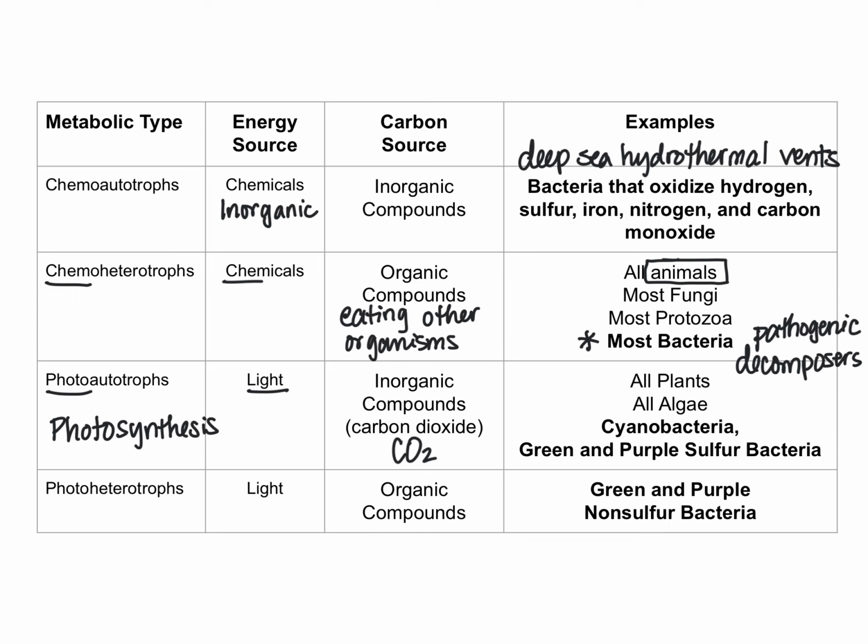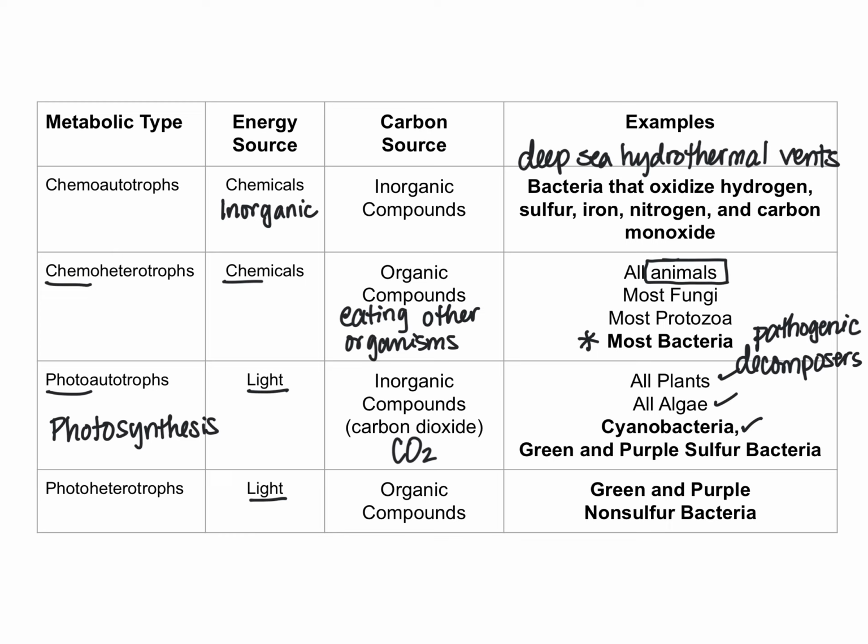Some non-bacterial examples are plants and algae, but there are also bacteria that can go through this process of photosynthesis. Cyanobacteria, which used to be called blue-green algae, but that's not really a correct name for it, can do photosynthesis, and green and purple sulfur bacteria are able to do photosynthesis as well. And then photoheterotrophs are able to get energy from light, but carbon from organic compounds. Some examples are green and purple non-sulfur bacteria.